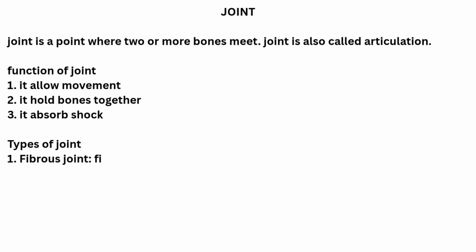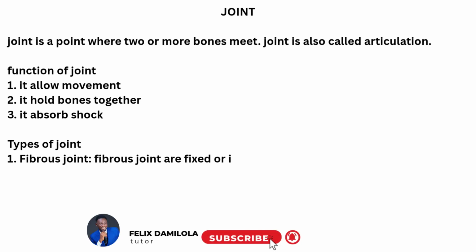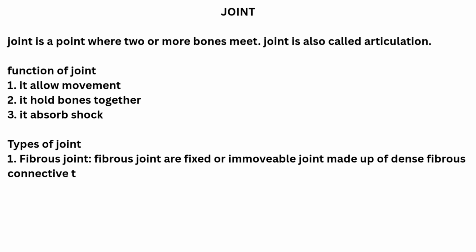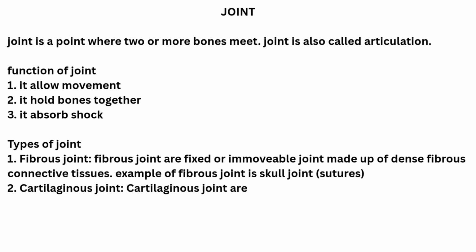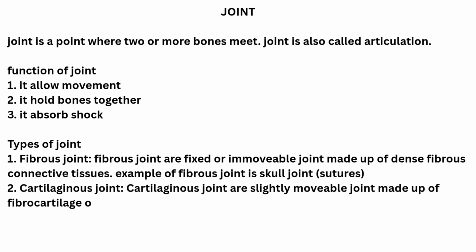Types of joints. 1. Fibrous joint. Fibrous joints are fixed or slightly movable joints made up of dense fibrous connective tissue. An example of a fibrous joint is the skull joint, sutures. 2. Cartilaginous joint. Cartilaginous joints are slightly movable joints made up of fibrocartilage or hyaline cartilage. An example is the vertebral joint.